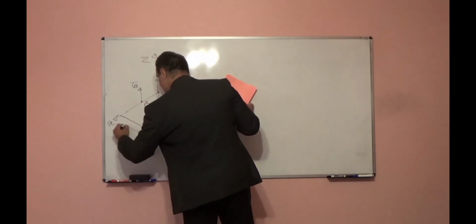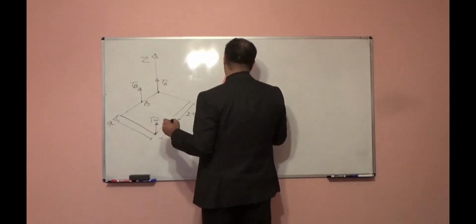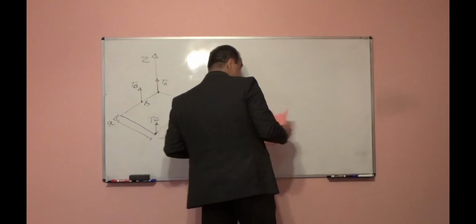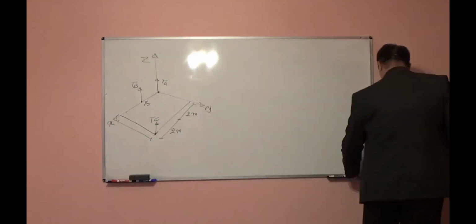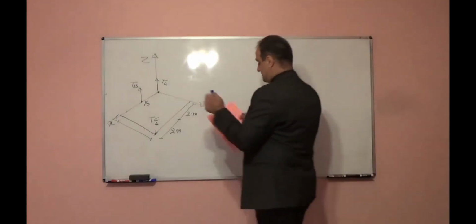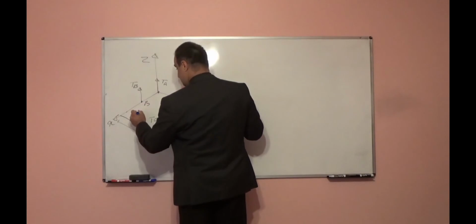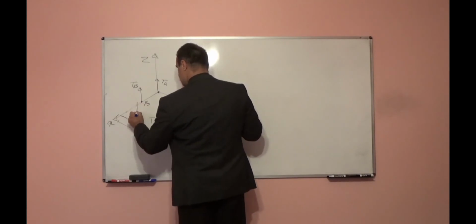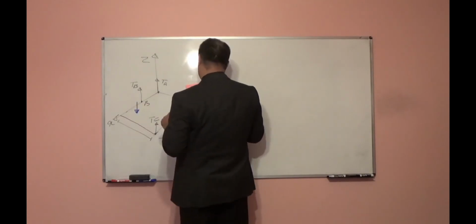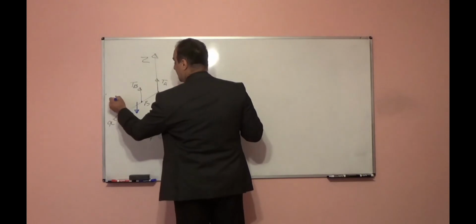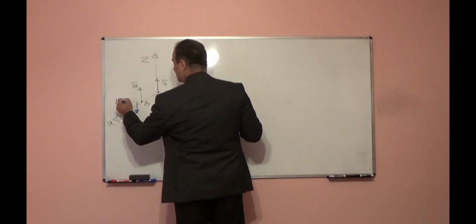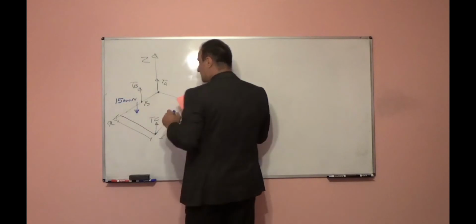The width of this slab is 2.5 meters. But there is one concentrated load, an external load, here at this point. This concentrated load magnitude is 15,000 Newton.